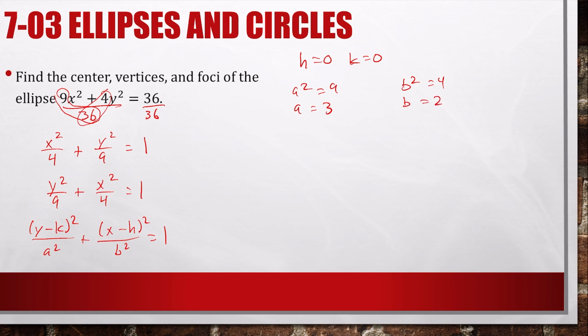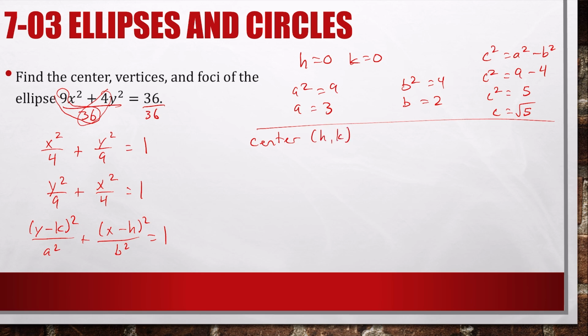And we can also find c. c squared is a squared minus b squared. a squared was 9, b squared was 4. So c squared is 5. So c is the square root of 5. So our center is (h, k), which in this case will be (0, 0).